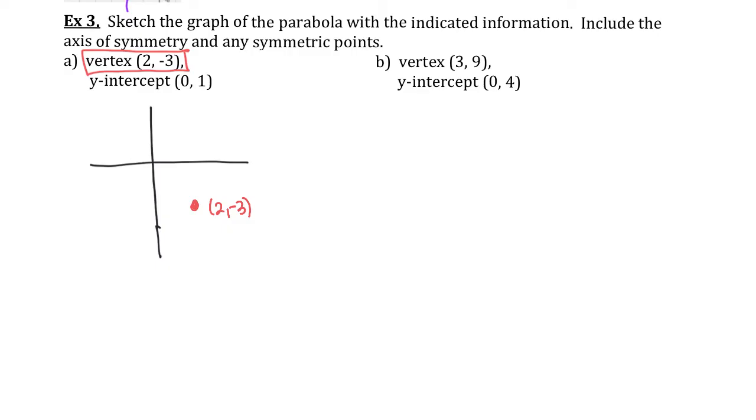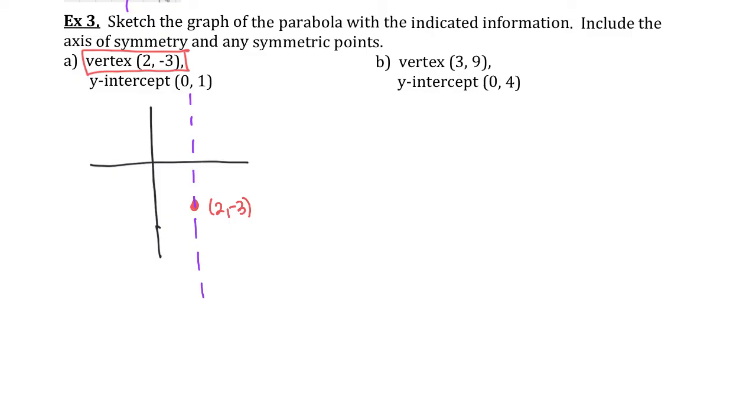Okay, after I do the vertex, I'm going to draw the axis of symmetry even though I don't have a parabola at all. The axis of symmetry always runs through the vertex and it's vertical. So I'm going to go ahead and draw this axis of symmetry because it tells me where the kind of middle of my parabola is going to be.